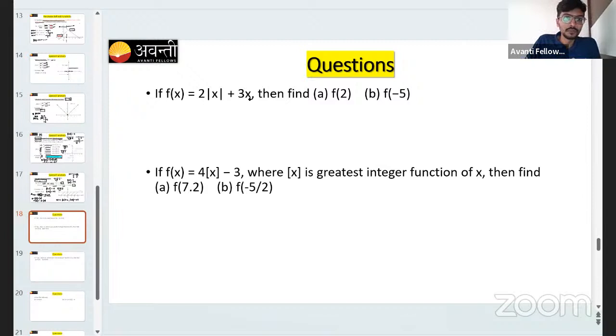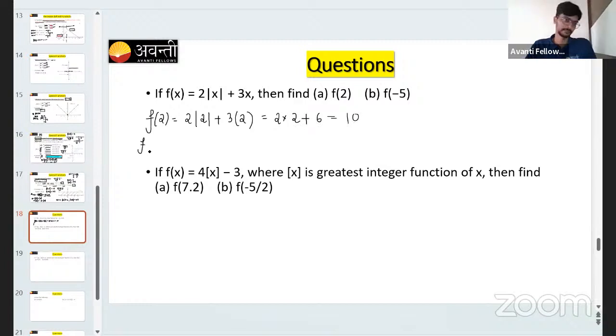Here f of x is given as 2 mod x plus 3x. Then we have to find the value of f of 2. Finding f of 2 is very simple. What to do? Put 2 in place of x. So 2 into mod of 2 plus 3 into 2. We know modulus of any number is always a positive number. So I will get 2 into 2 plus 6, which is 10.